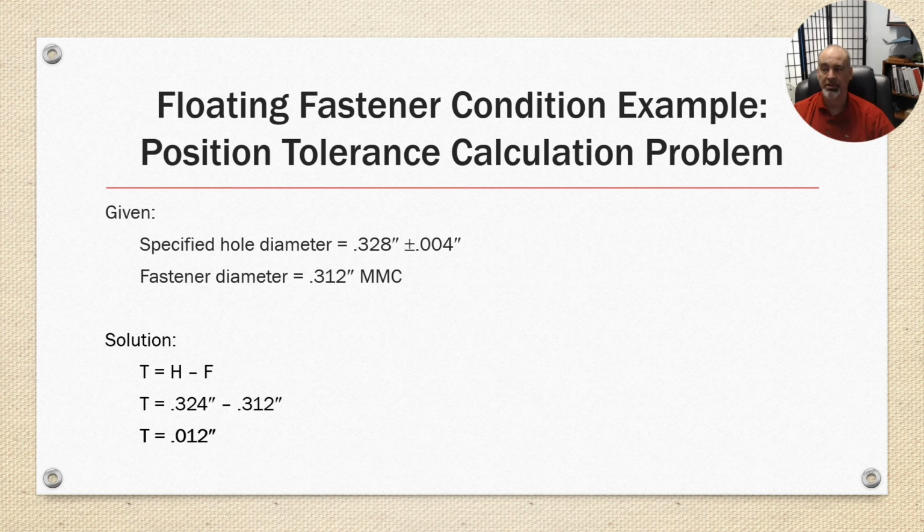That would be the diameter that you would put in your GD&T frame if you're trying to build this assembly. So you would have the position symbol, the diameter symbol, 0.012 as your tolerance, and in this case you would have the M modifier for maximum material condition. And then we follow with your datums.